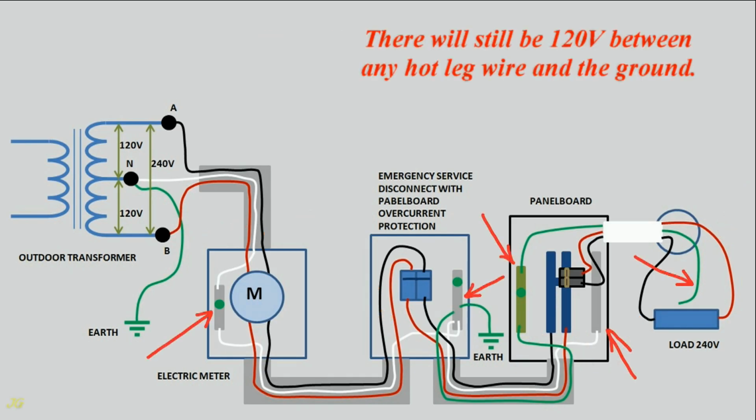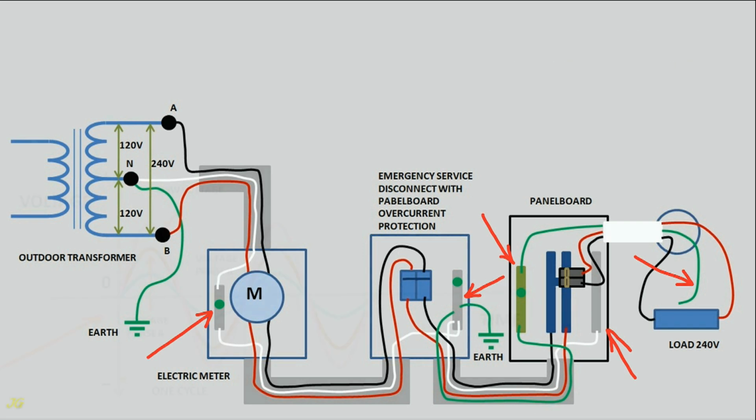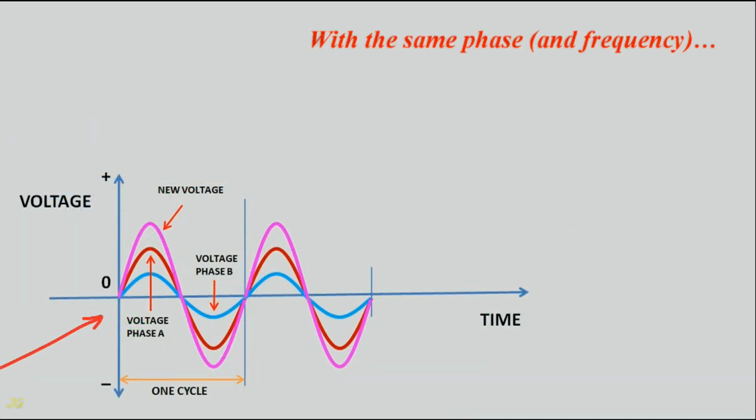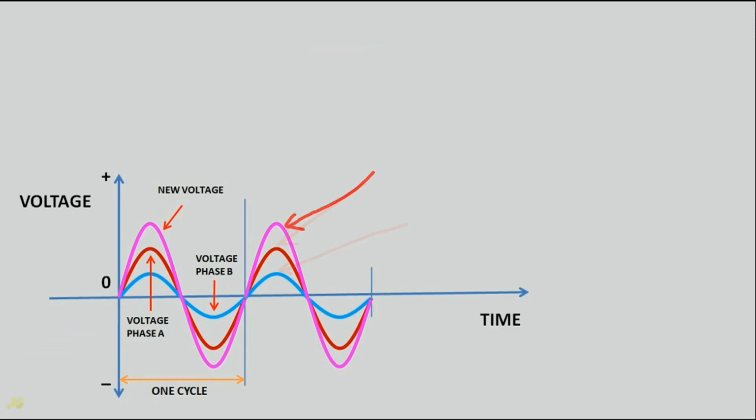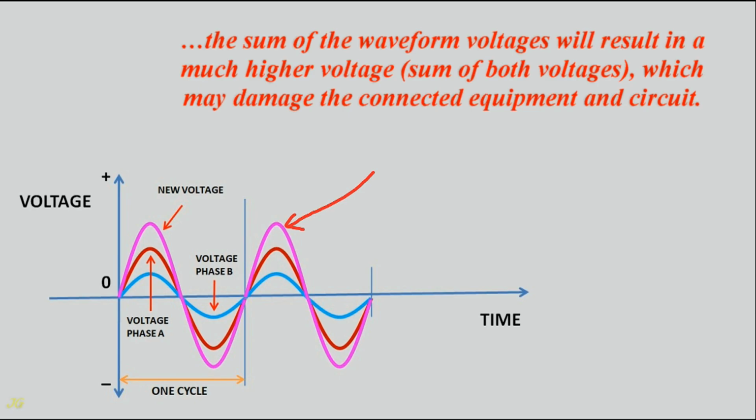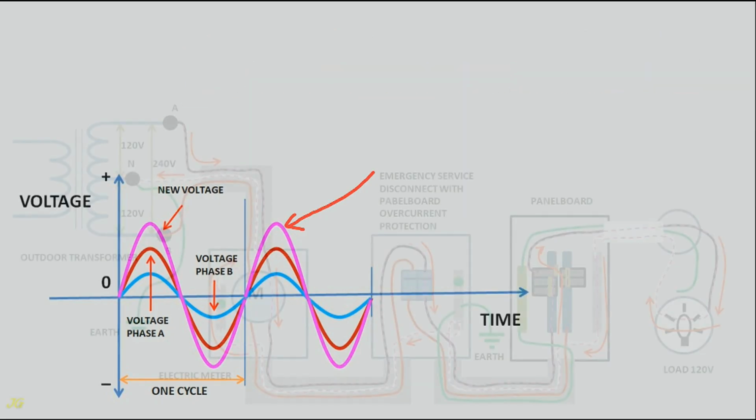There will still be 120 volts between any hot leg wire and the ground, with the same phase and frequency, but the different voltage peak. The sum of the waveform voltages will result in a much higher voltage, the sum of both voltages, which may damage the connected equipment and circuit.